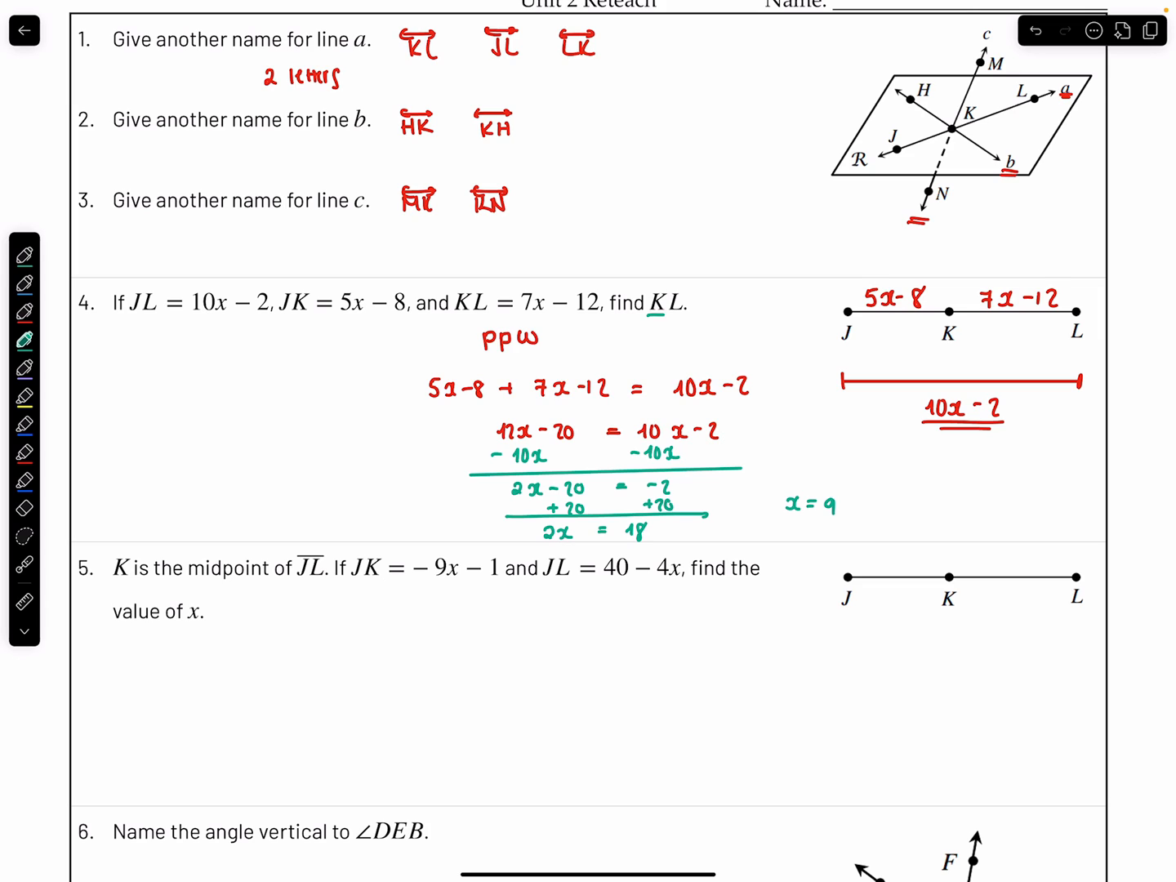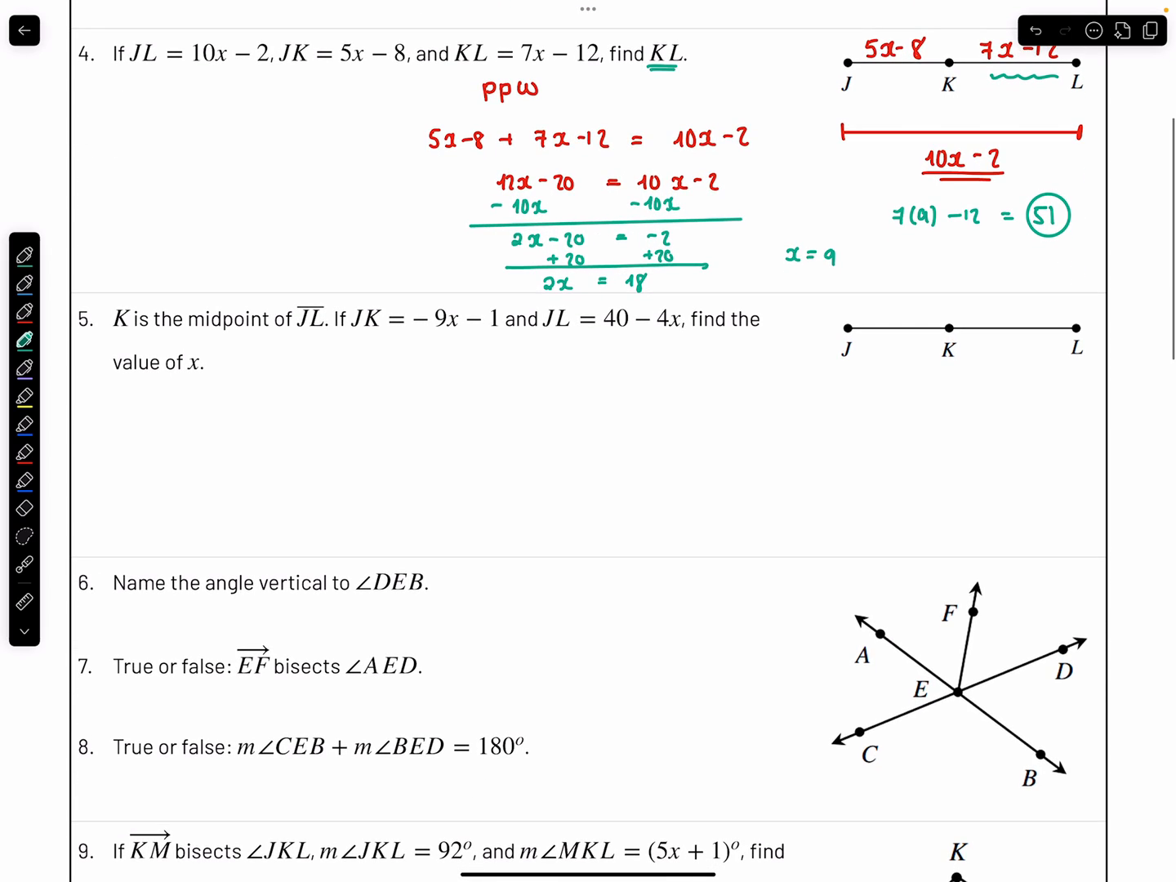The problem wants us to find KL. So KL is this segment right here. So 7 times 9 is 63. Minus 12 is going to be 51. So KL also has a value of 51.